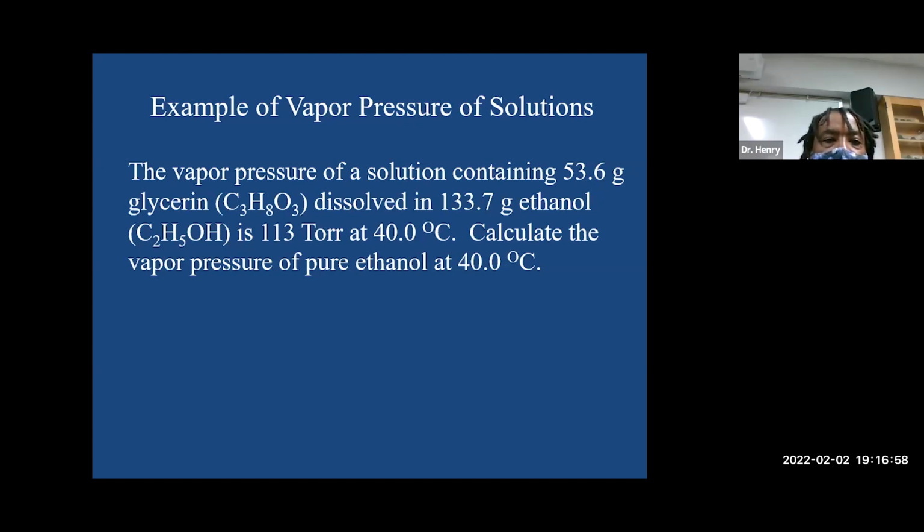So it says here, the vapor pressure of a solution containing 53.6 grams of glycerin dissolved in 137.7 grams of ethanol is 113 torr at 40 degrees Celsius. Calculate the vapor pressure of pure ethanol at 40 degrees Celsius.